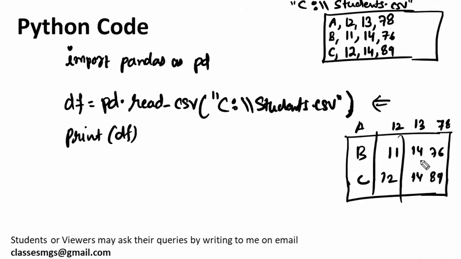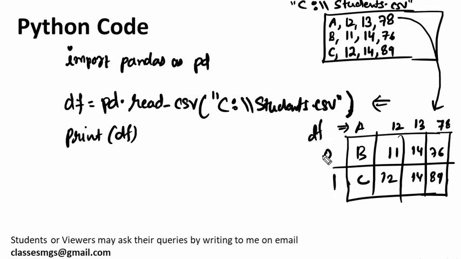By default, the first line of the CSV file will become the column names of the data frame, right? And the row index will start from 0. This kind of data frame it will print.